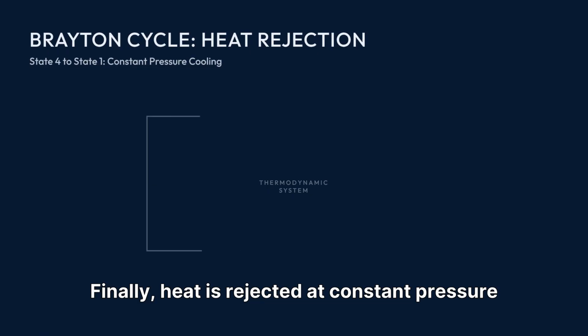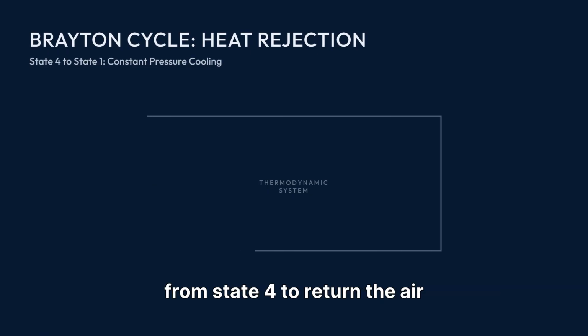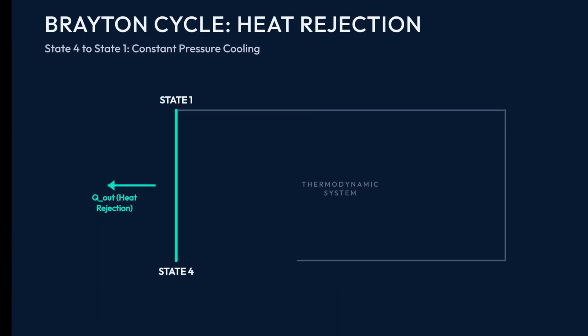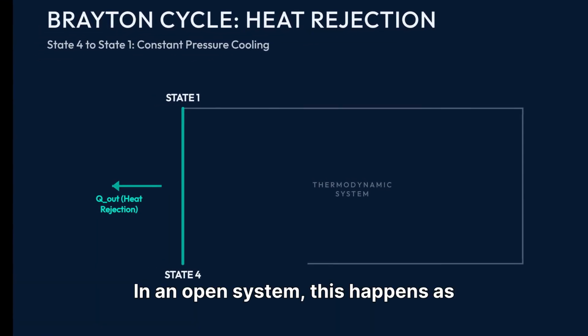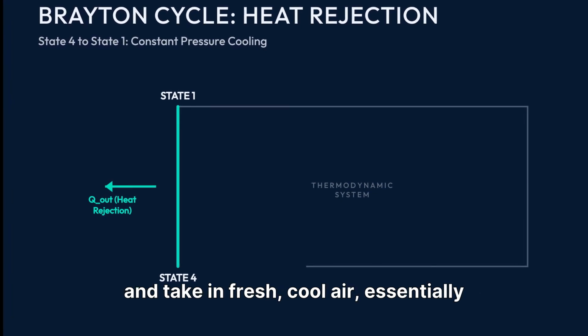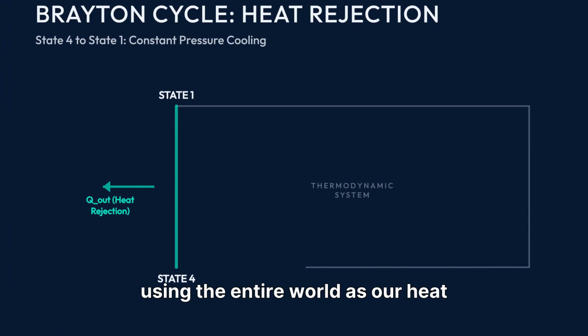Finally, heat is rejected at constant pressure from state 4 to return the air to state 1. This completes the loop. In an open system, this happens as we exhaust hot gases to the atmosphere and take in fresh, cool air, essentially using the entire world as our heat sink for the cycle. This phase is crucial for resetting the fluid.